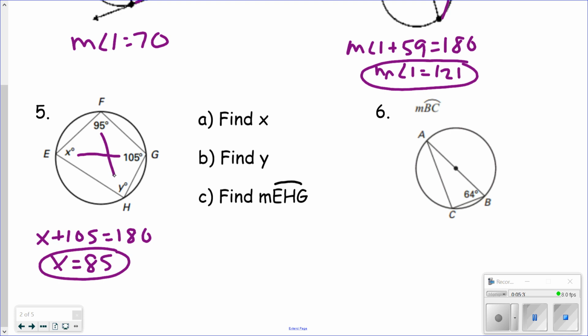Let's solve for y. So I know that those two angles are supplementary. So 95 plus y is equal to 180. Subtract 95 from each side. Y then is equal to 75.